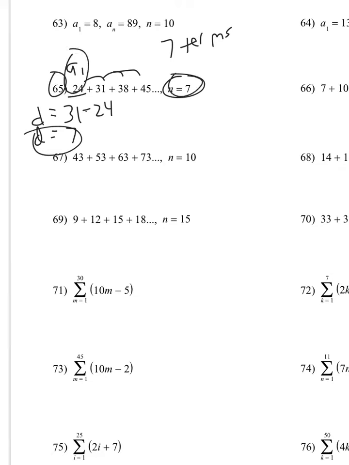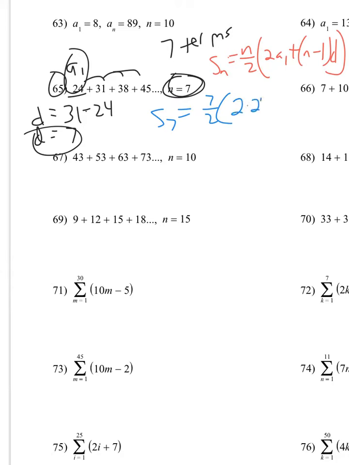So I want to use this formula, Sn equals n divided by 2 times 2 times a1 plus n minus 1 multiplied by d. So I'm finding the sum of the first 7 terms. I'm going to take 7 divided by 2, and I'm going to go 2 times a1, which is 24, plus n minus 1, which is what the formula says here. N is 7, so that's going to leave me with 6 multiplied by d, and over here d was 7. So I have 2 times 24 plus 6 times 7 inside my square brackets there.